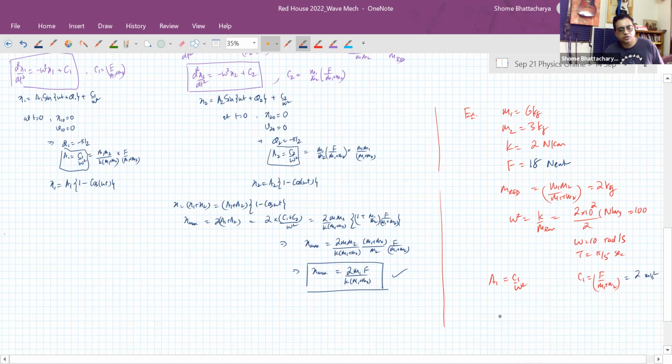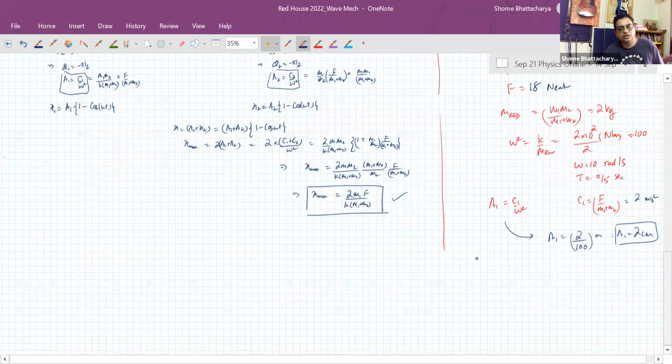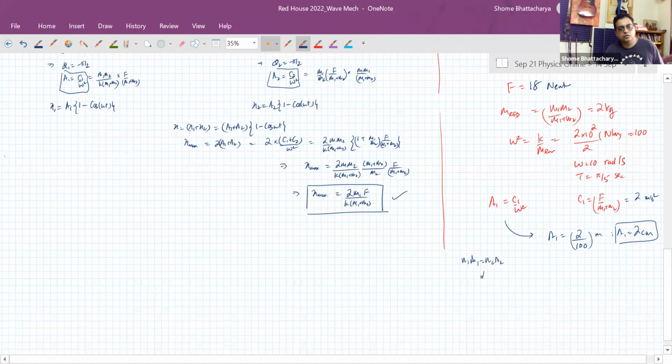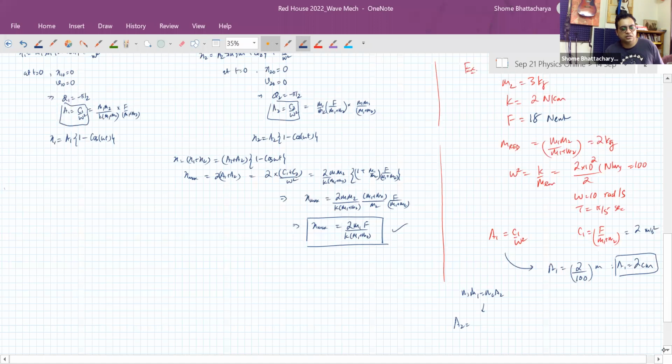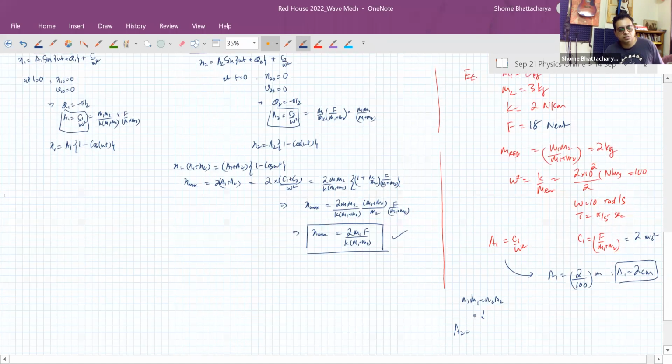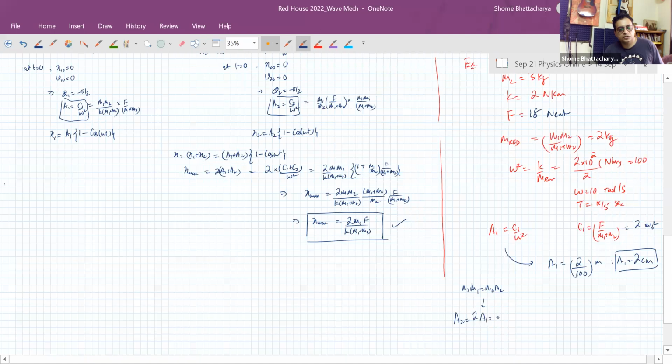So this would become 2 meters per second square. So A1, this one's amplitude would have been 2 centimeters. Now it's very easy to understand that the other one's amplitude should be such that M1 A1 should be equal to M2 A2. So you see that A2, I've taken M1 and M2 as 6 and 3. So A2 should be double. It should be 4 centimeters.